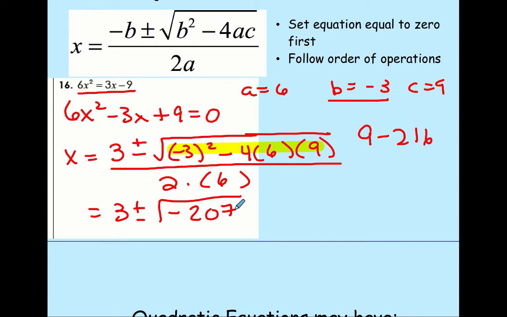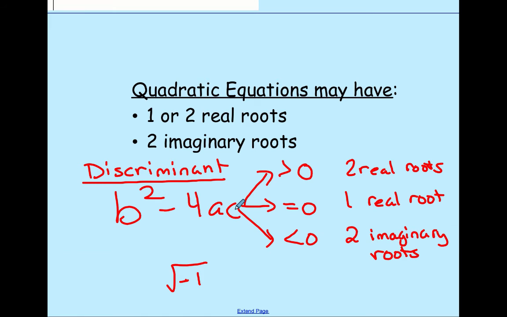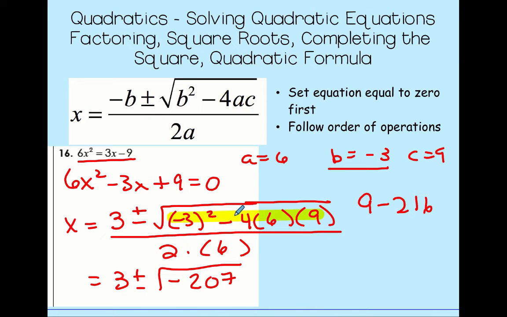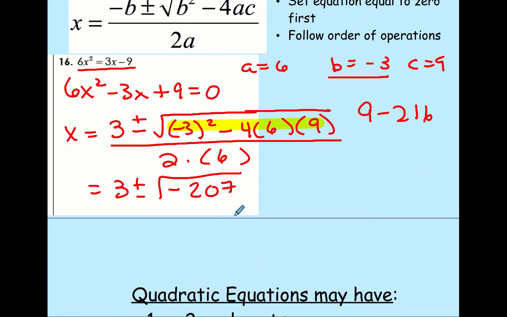If I stop for a second, if I have a square root of a negative, that means my discriminant is negative. Remember we said that if the discriminant is negative, I'm going to have 2 imaginary roots. So I know that for later. But let's go ahead and finish. 2 times 6 is going to give me 12.